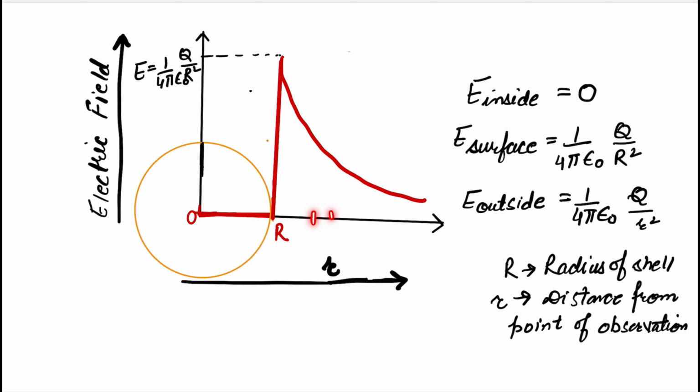As the observation point moves away from the surface of the spherical shell, the electric field intensity decreases, right? Higher the value of r, higher is the distance from the surface of the spherical shell, lesser is the value of electric field intensity. This is all about the application of Gauss law to calculate the electric field due to a spherical shell at a point inside the shell, at a point on the surface of the shell, and at a point outside the shell.